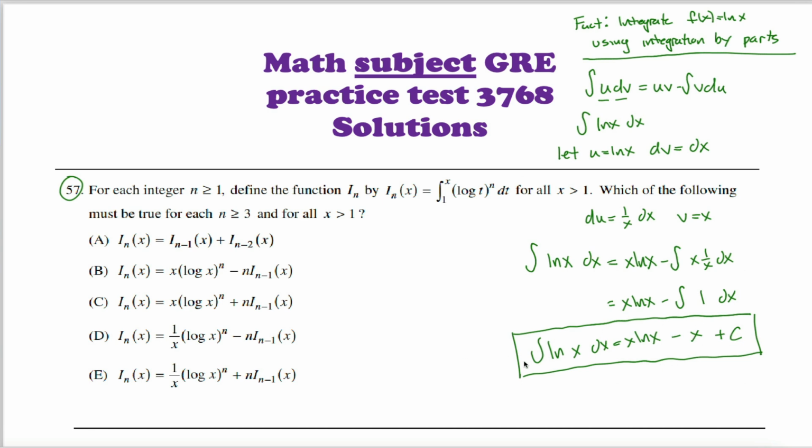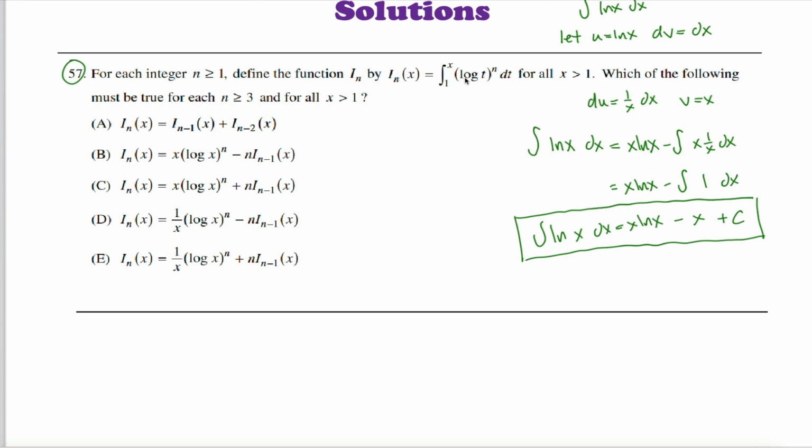But with this method in mind, we could consider the antiderivative of the natural log of t raised up to the n power. First comment, when they write log on this test, they mean the natural log. To me, this means log base 10. This means natural log. But note, I'm not changing the integrand here. It's just a different way of writing the natural log.